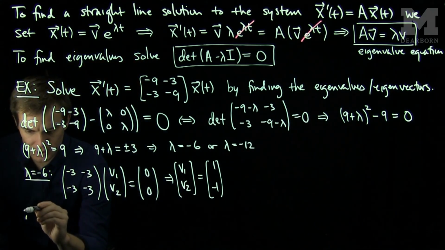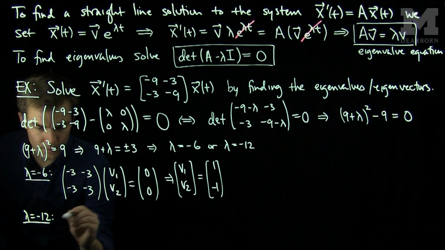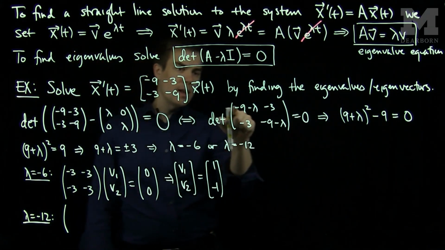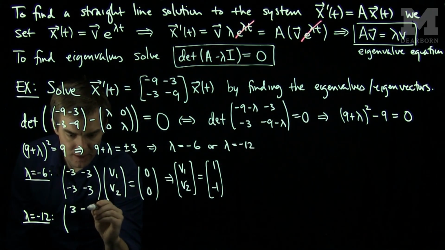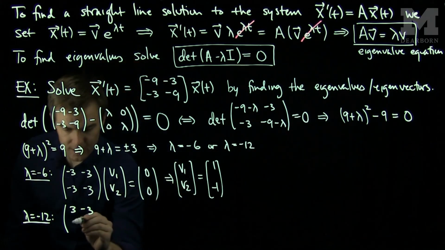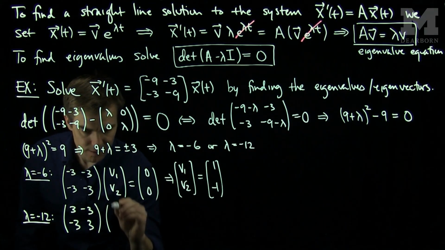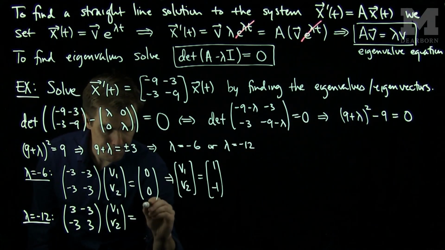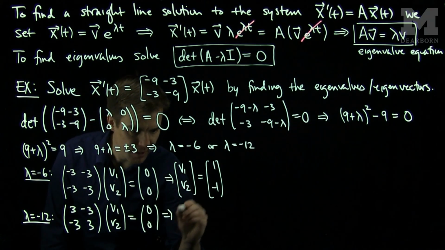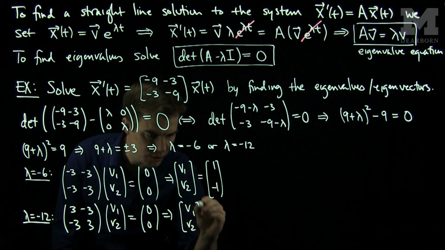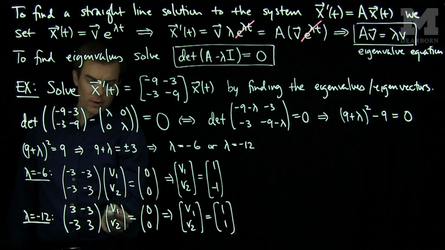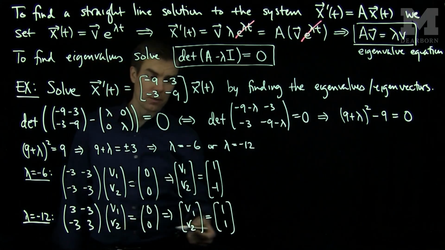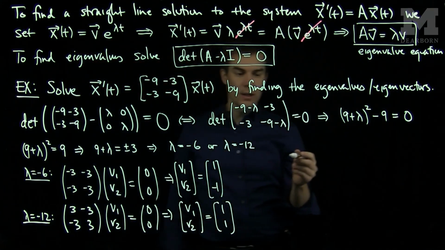The second case is lambda equal to negative 12. In this case, I'll have negative 9, then negative negative 12 will be positive 12, so I'll have a positive 3, then a 3. Then I'll have a 3 and a 3 applied to v1, v2, giving me 0. And we can see from this that I can choose v1, v2 in this situation to be the vector 1, 1. If I choose v1, v2 to be 1, 1, I'll have the first row dot the column being 0, and the second row dot the column being equal to 0. Now I have found two straight line solutions.